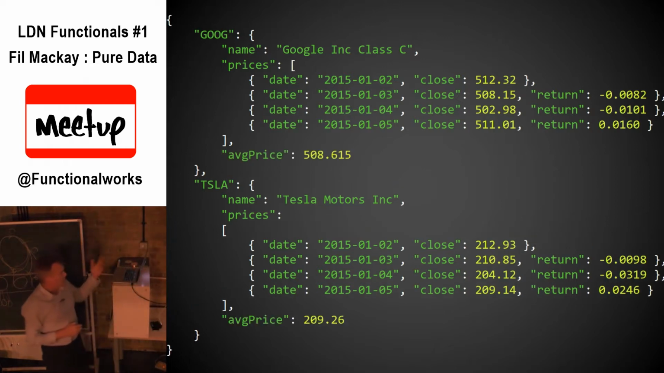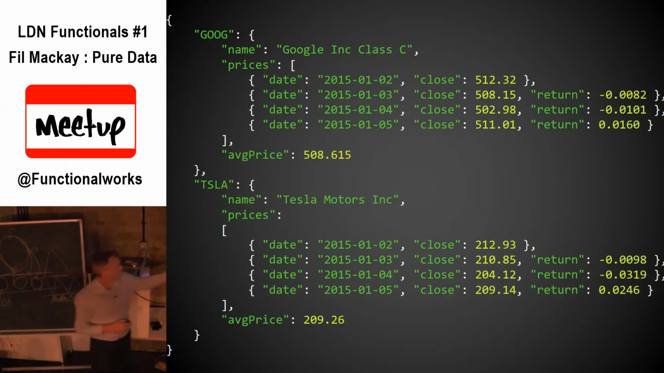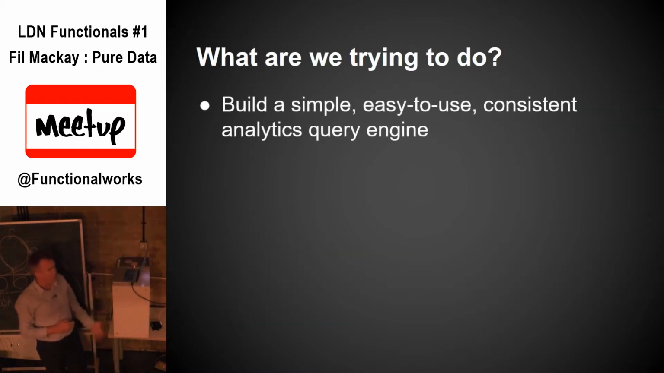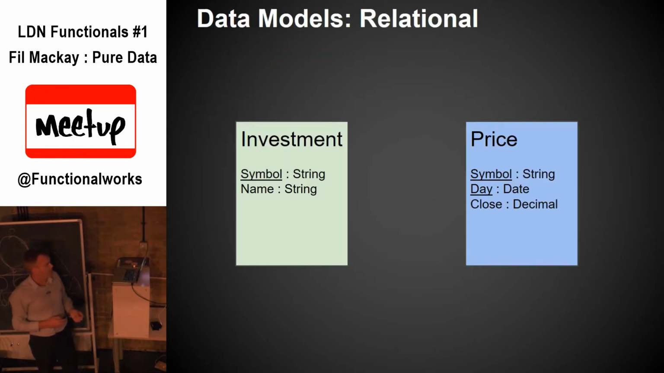Now we're also going to calculate an average price, which is an aggregate of these closing prices and is obviously one level higher up in the hierarchy. So what we're trying to do here is really build a simple, easy to use and consistent analytics query engine. That's all it comes down to. Now those little examples I provided there are just tiny snippets of the sorts of things you do in analytics. Let's have a look at the relational model.